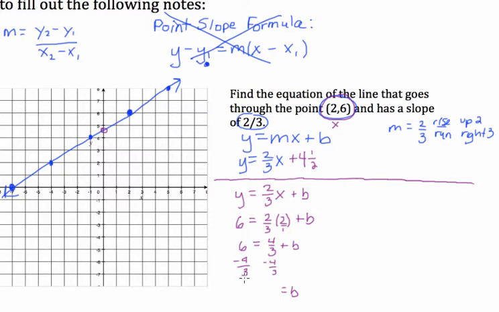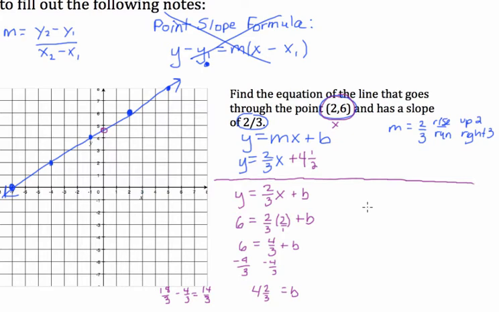Well, you could use your calculator to help you out with that. I'm going to do the fraction math here. Let's see, 6, that's the same as 18/3. I get a common denominator of thirds. So 18/3 minus 4/3 is 14/3, or 4 2/3. So my b number is 4 2/3.